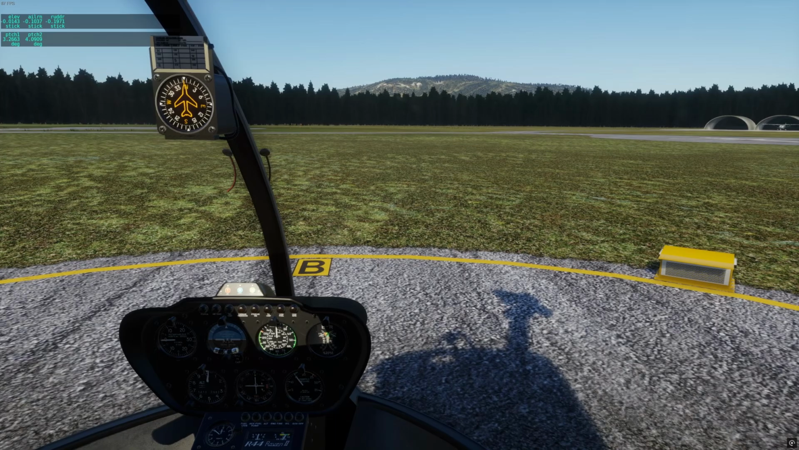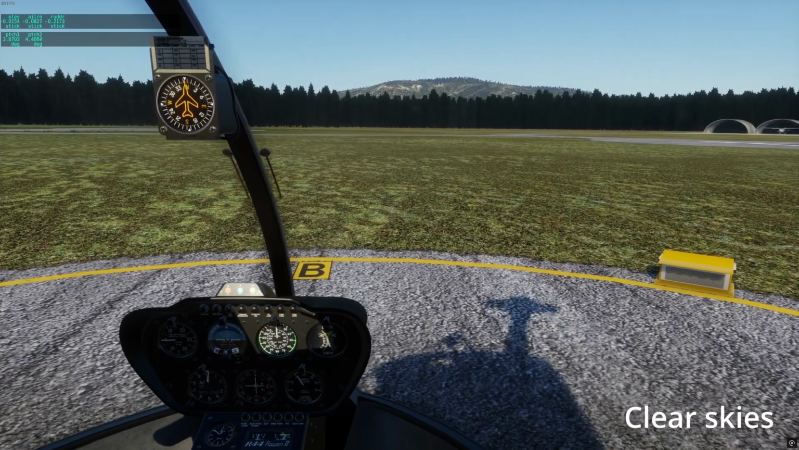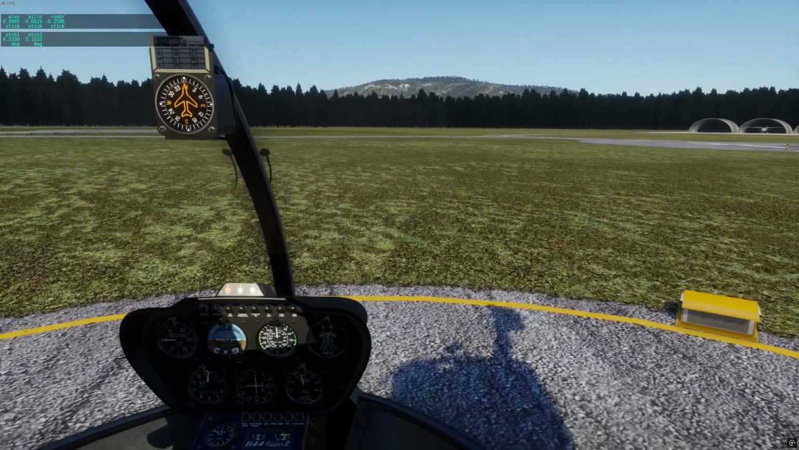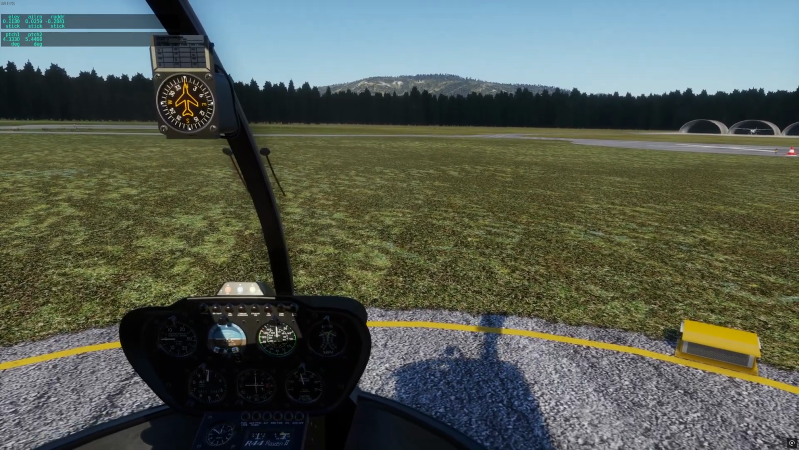For reference, here is a liftoff and touchdown in clear skies and no wind with the R44. It's much easier and there's much less movement.